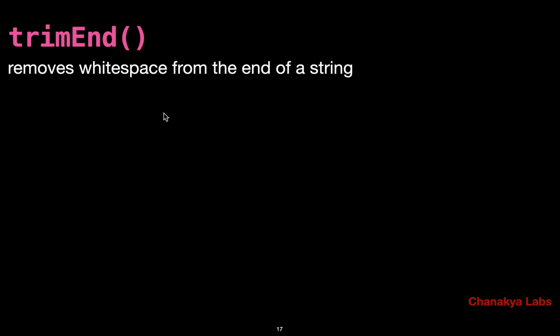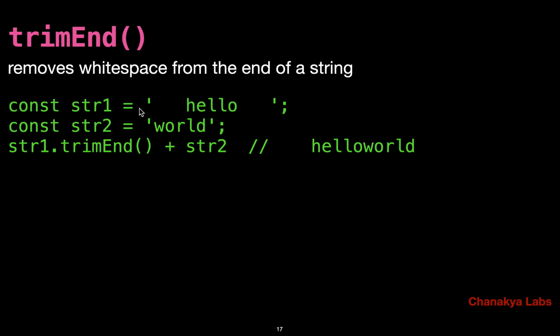trimEnd is the same thing; it removes white spaces from the end. So if I have this thing, let's say hello, the whole thing, and .trimEnd and then str2, this is like concatenation: str1.trimEnd plus str2. If you console log this, you will see that all the white space on the right side is gone, and that's why when I concatenate with string 2, I get hello world completely with no space. But the left side spaces are as they are. If you want to remove that also, then you simply do str1.trim plus str2, and you will get just the hello world string, with everything removed from the right side and the left side also.